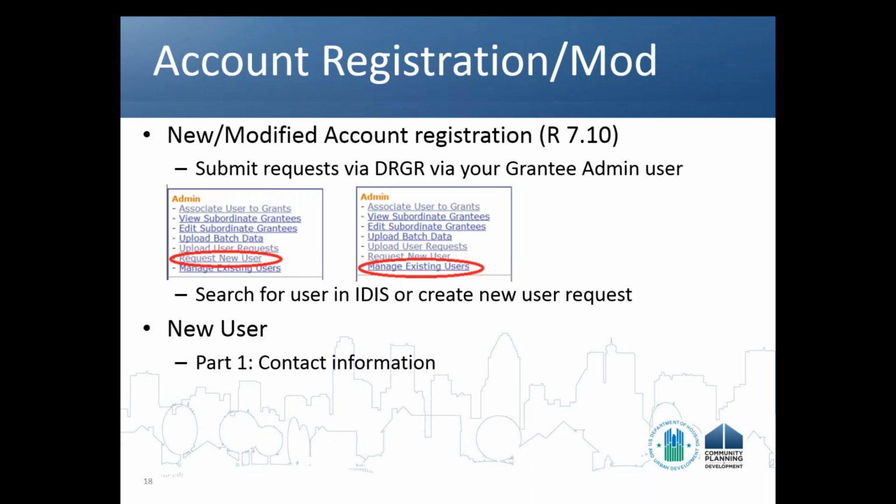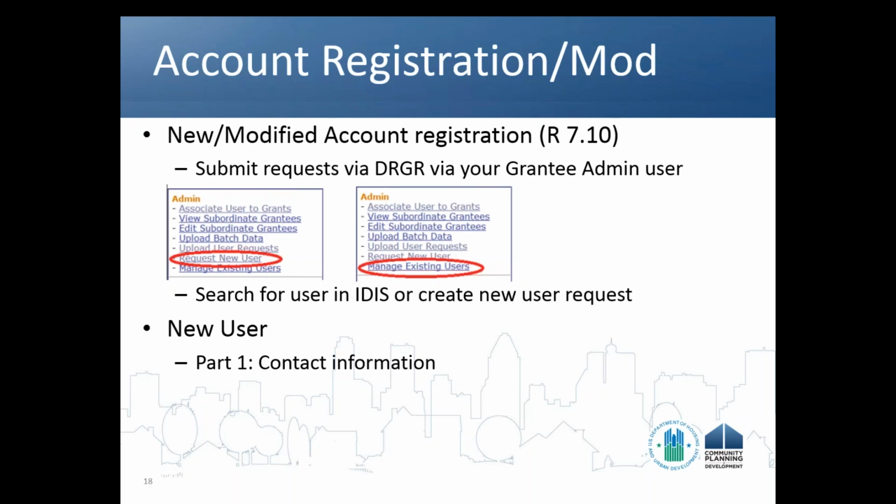Releases happen over time, and as you get used to the system, you'll be able to note when a release comes out. A listserv will come out, and really read that information. It's important you stay abreast of what's happening in the system. As of release 7.10, there was a new way of asking for account registration. You're going to submit your request via DRGR if you're a grantee admin user.